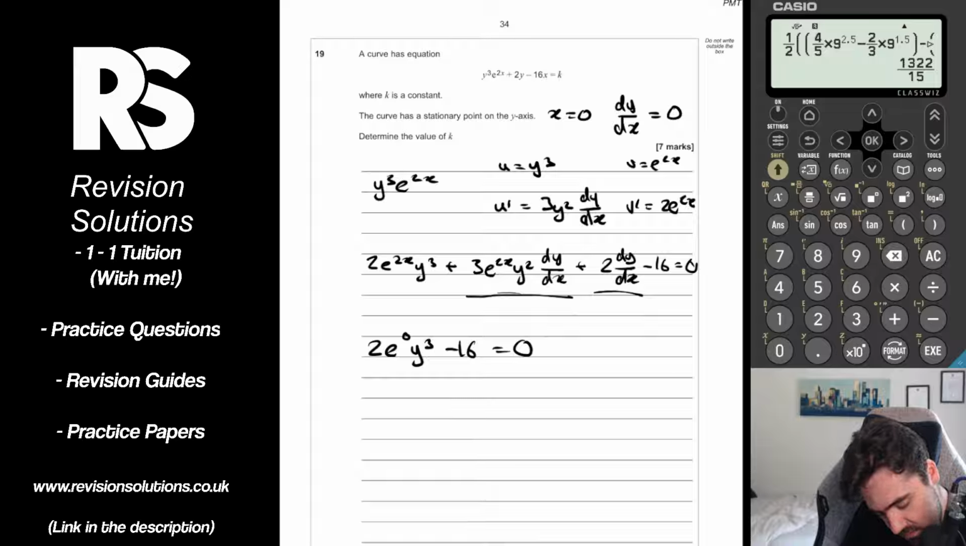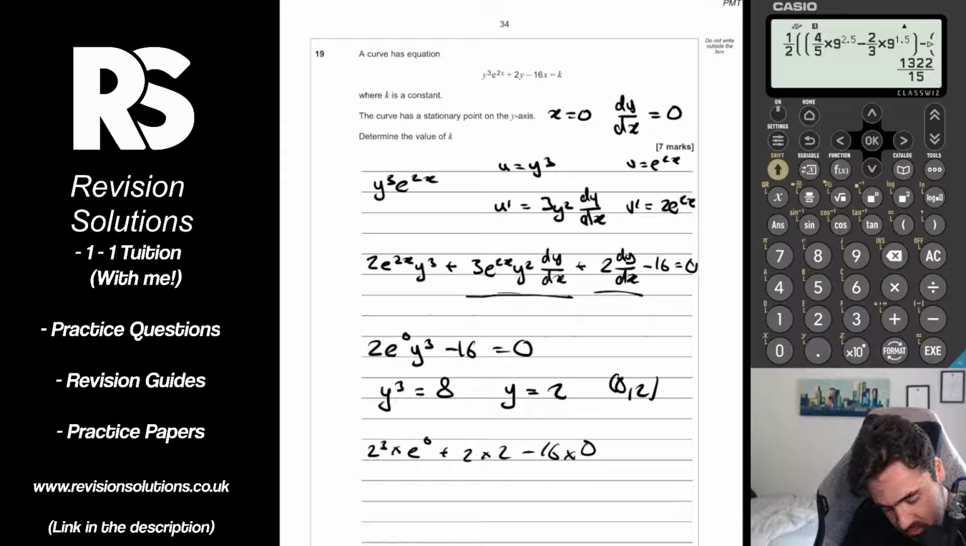If we divide it all by 2, because e to the 0 is 1, so we can ignore that, that would give us y cubed equals 8. So that must mean y just equals 2. So now we know that (0, 2) lies on the curve, so it must satisfy this equation. So we can just plug that in, it would tell us k. So we'd have 2 cubed times e to the 0 plus 2 times 2 minus 16 times 0 must equal k. e to the 0 is 1, so that's 8 plus 4 must equal k, or in other words, k equals 12.